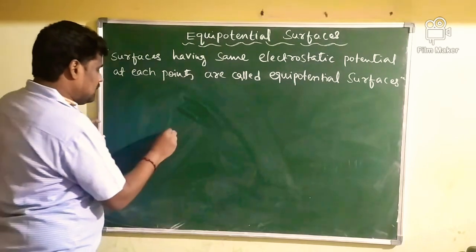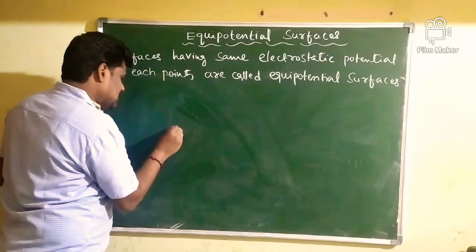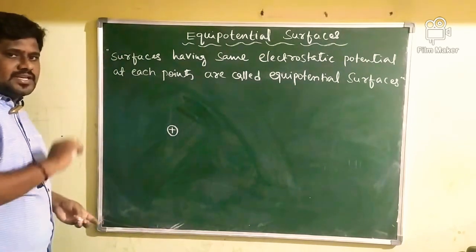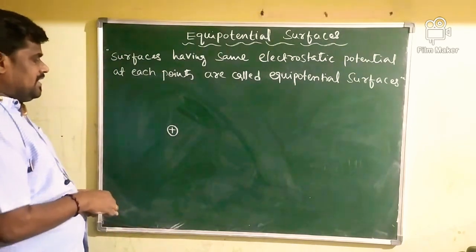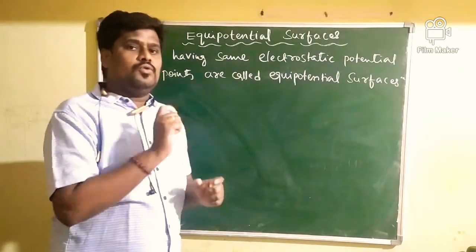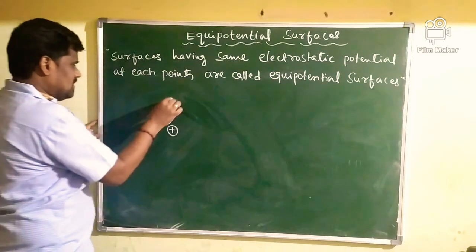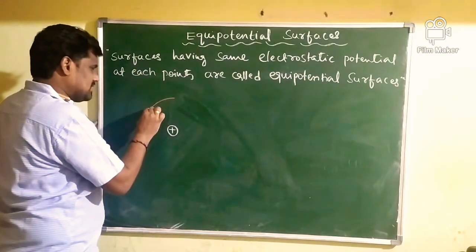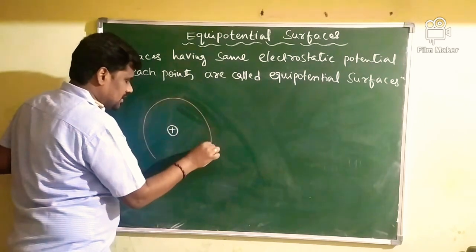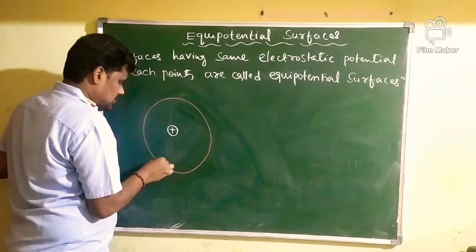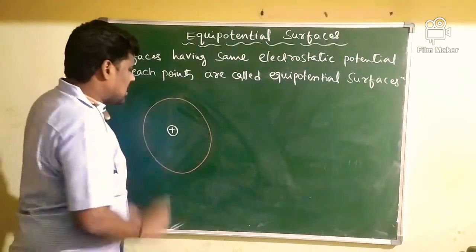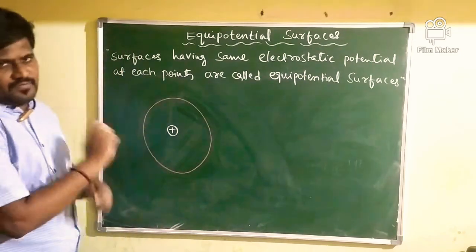For example, consider a single point charge. This is a single positive point charge. Imagine a sphere of radius r around this charge, in such a way that the charge is at the center of the sphere.